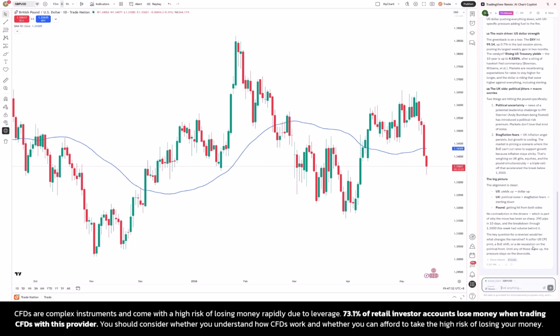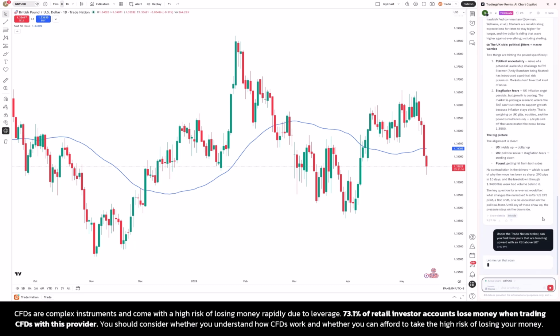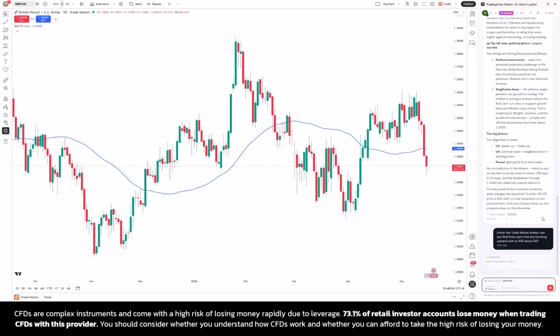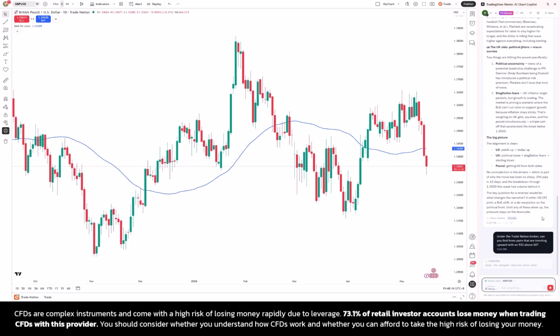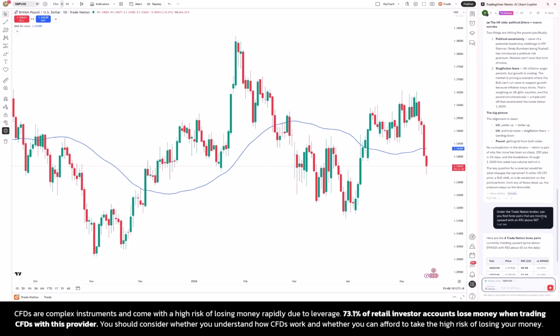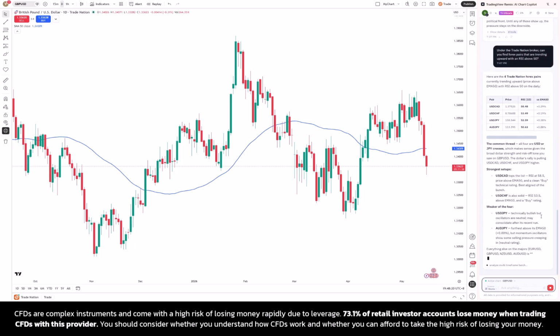Another useful area is market scanning. You can ask the Copilot to look for stocks meeting certain conditions such as new highs, stronger volume, sector filters, or specific technical signals. From there, results can be opened directly on the chart, which makes the tool useful for research and idea generation.